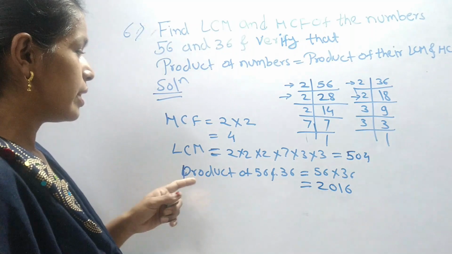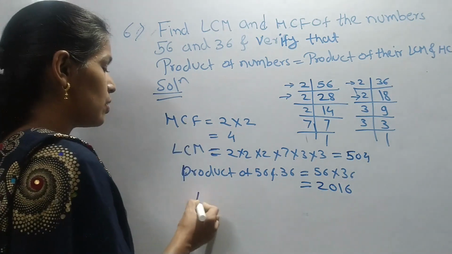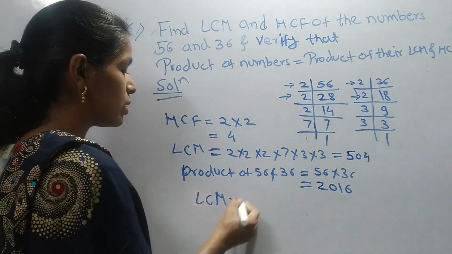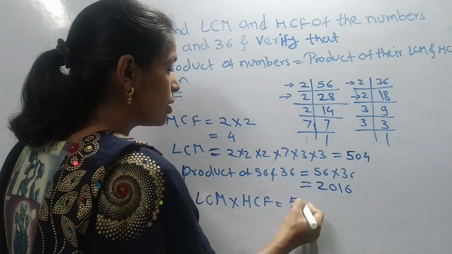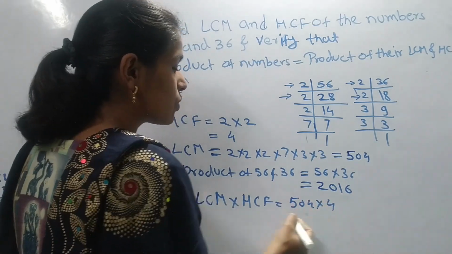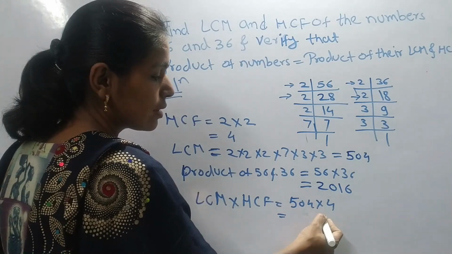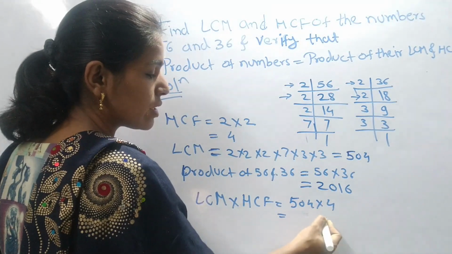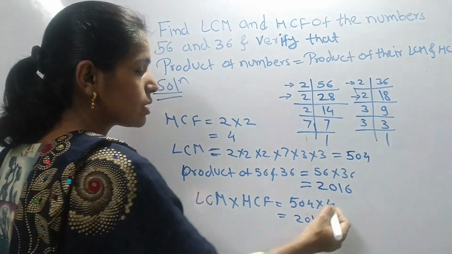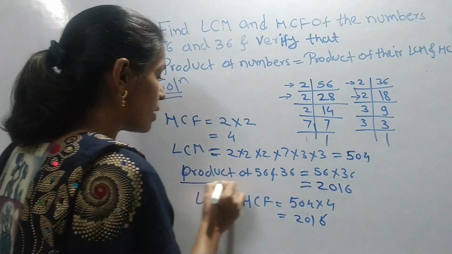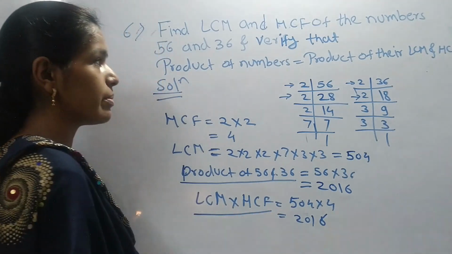2016. Now let's check the multiplication of LCM and HCF. That is the product of LCM into HCF, so it is equal to 504 multiplied by 4. If you carry out this multiplication, 4 4s are 16, 6 carry 1, 5 zeros are 0, carry 0 plus 1 is 1, 5 4s are 20, 2016. So if you observe, the product of 56 and 36 is equal to the product of their LCM and HCF.